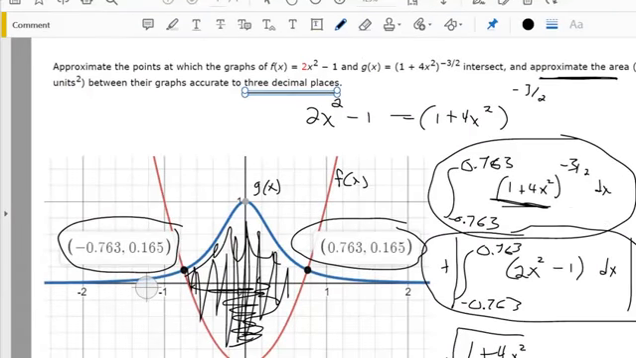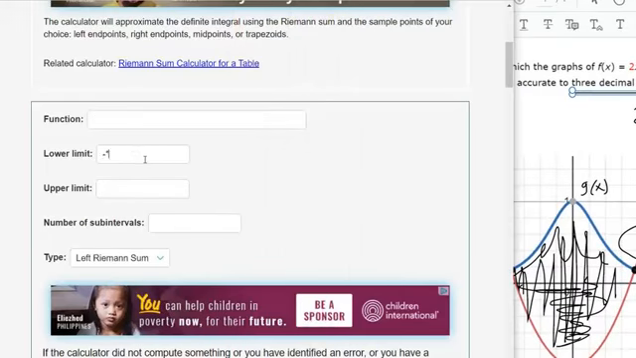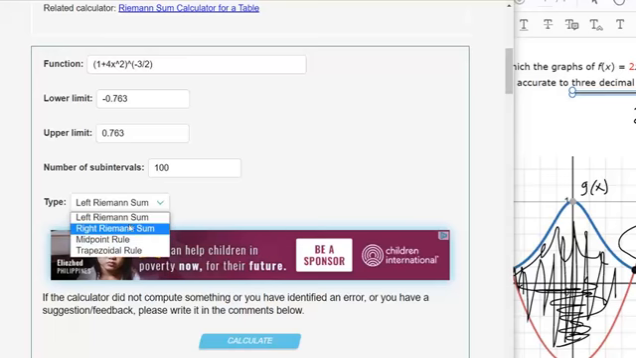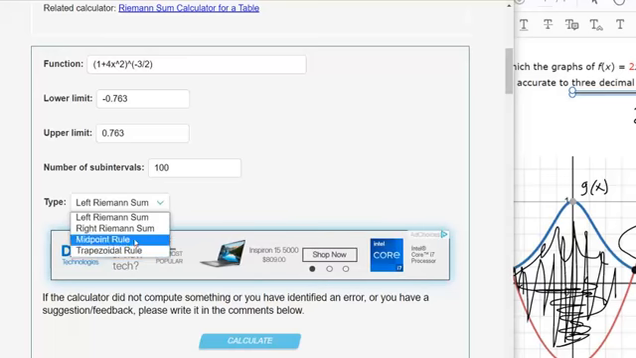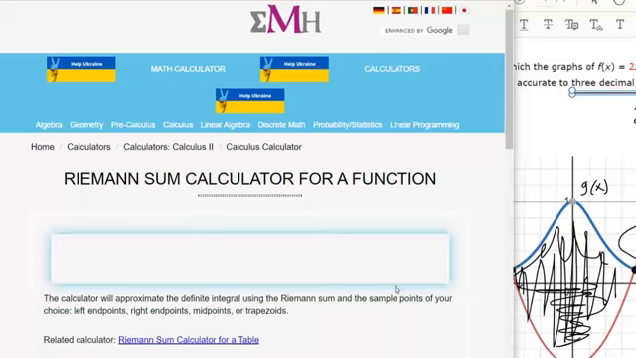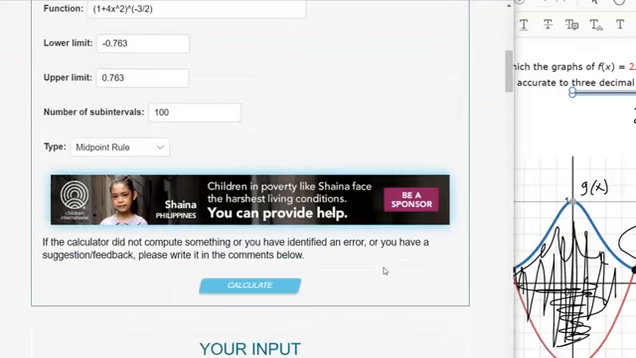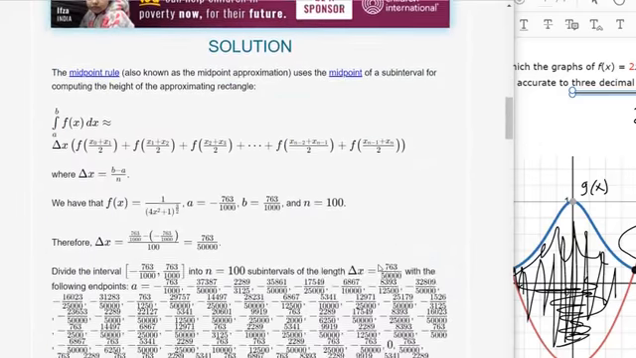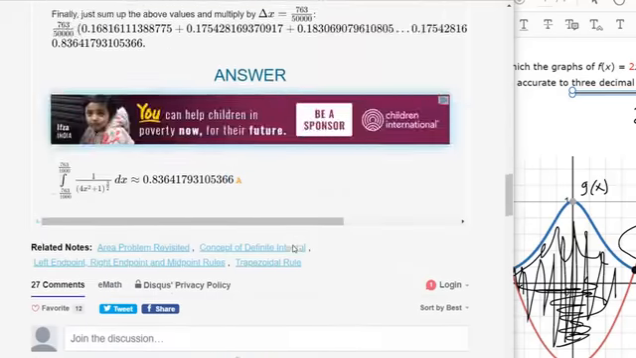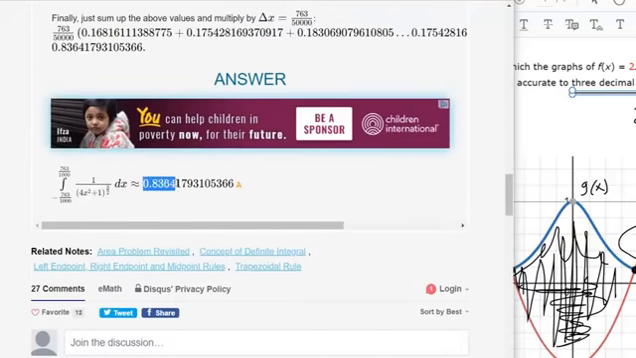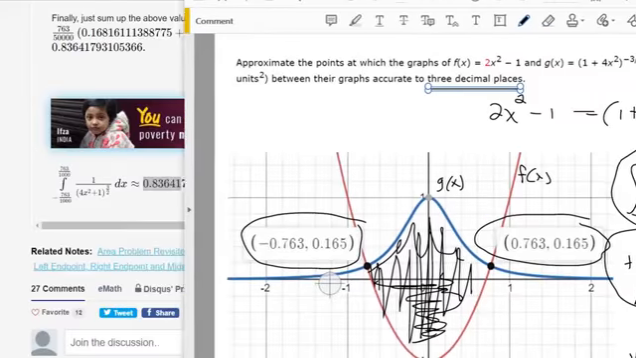So it's from negative 0.763 to 0.763. And our function was the square root of 1 plus 4x squared, so then to the negative 3/2. Subintervals, I'll just set it to 100, and it really doesn't matter when you have this many. Trapezoidal rule is a little more accurate, but I don't think we've done that yet in this course. So using the midpoint rule, what do we got? It looks like that area is here. They said 3 decimal places, but we'll take some extra just to be safe.